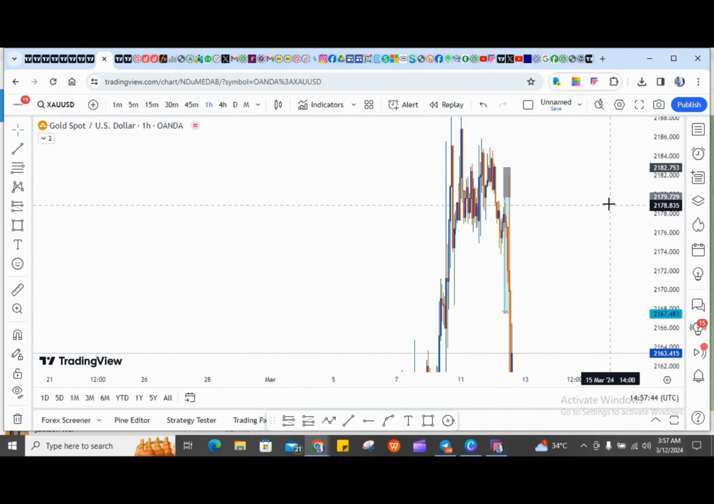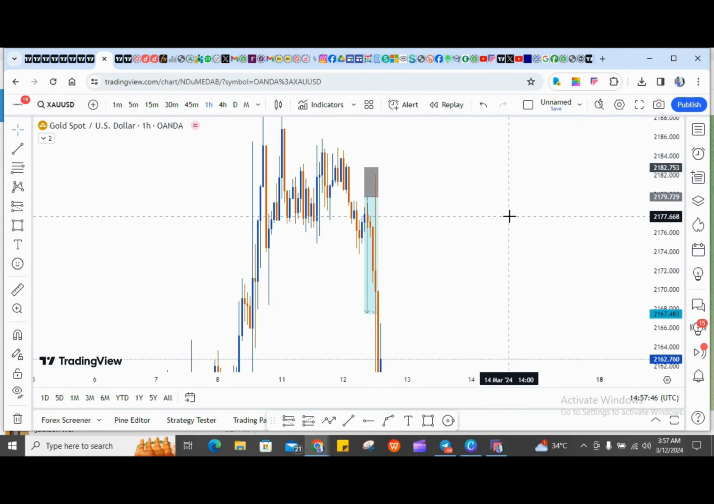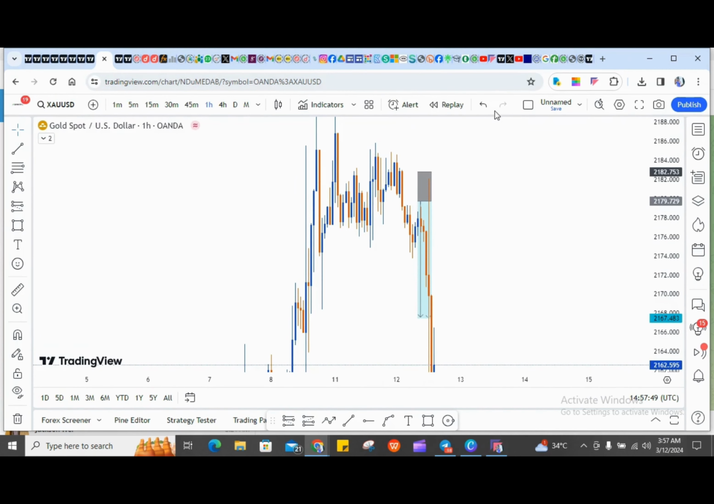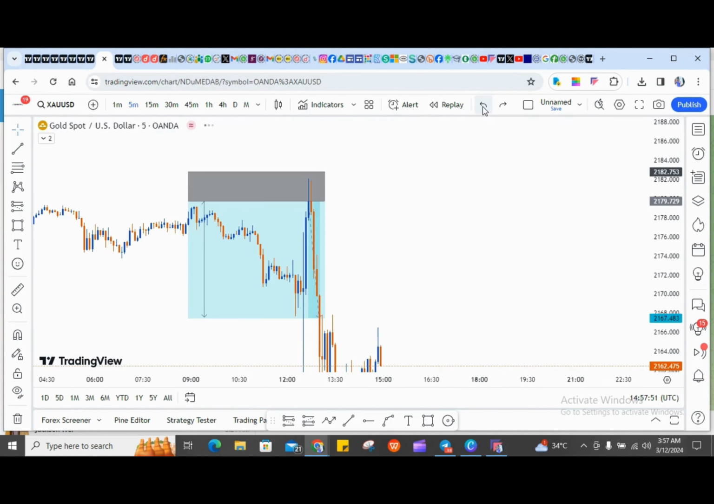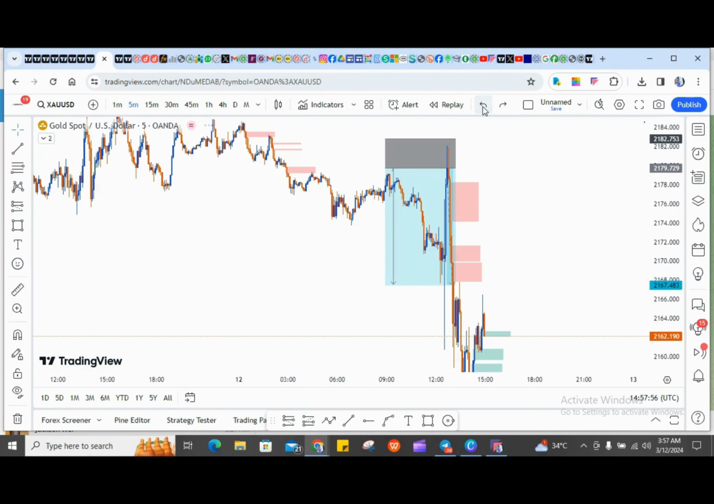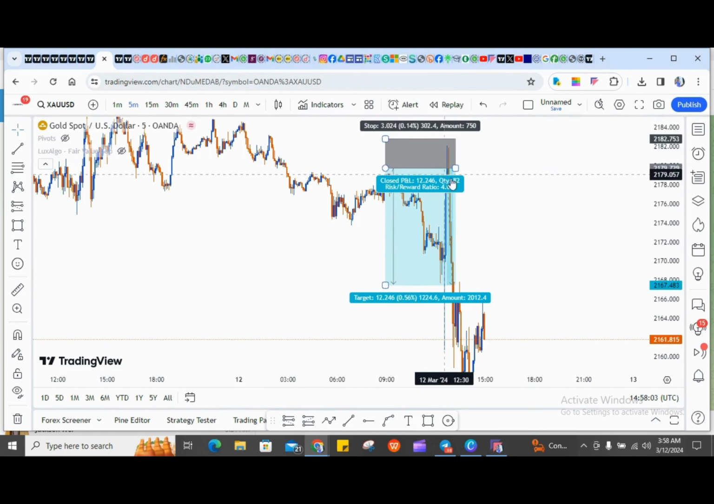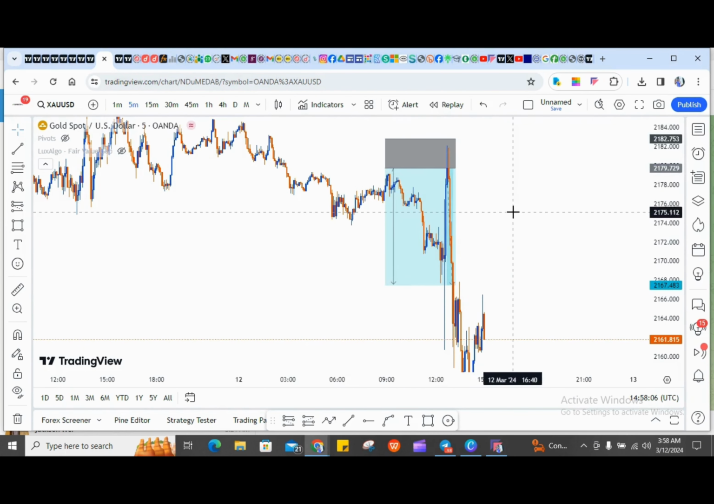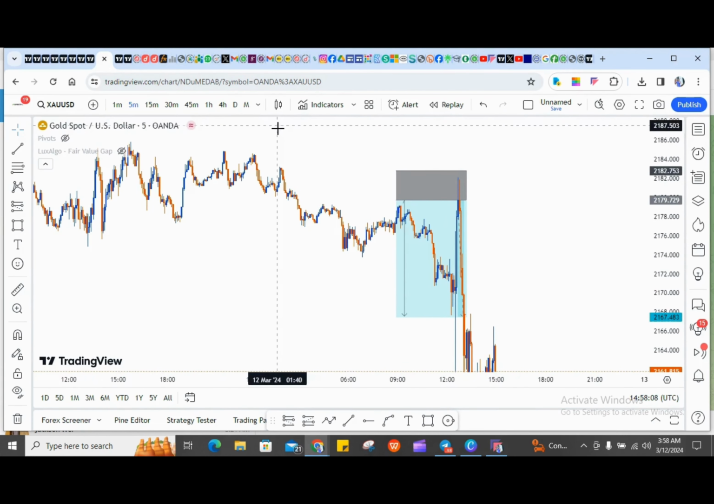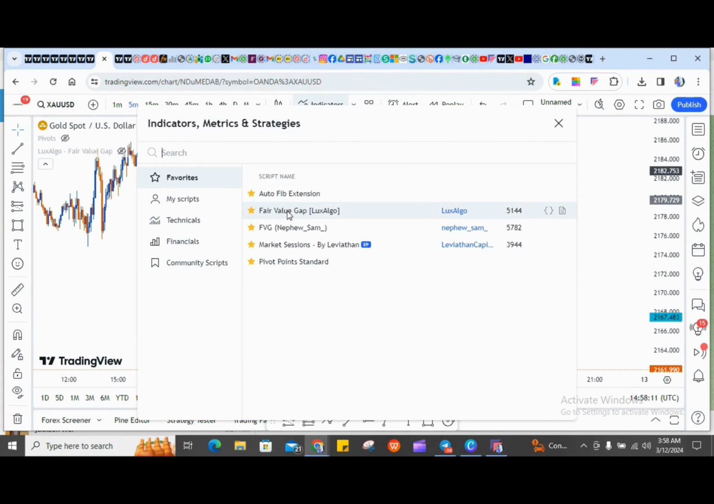All right. So now, let me make this visible. As you can see, this was the signal. This was what I sent in my Telegram group. Now, what you want to do is you go on indicators and you search for this fair value gap by Lux Algo. Thanks to Lux Algo for creating this indicator.